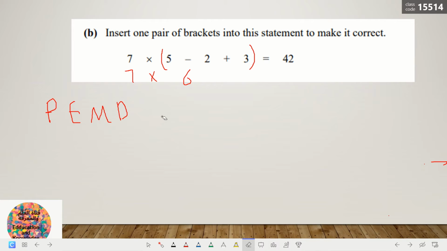So I have to put here add and subtract. So it's called BIMDAS or BIDMAS. Now as you see, I have to start with the brackets before the multiply. So inside the brackets I have subtract and I have add. So I know that the subtract is stronger because it's on the left. So 5 minus 2 is equal to 3. Now we have 3 plus 3, which is equal to 6. So I can do it like this: 7 times 6 is 42.